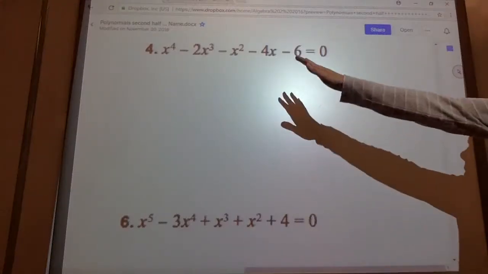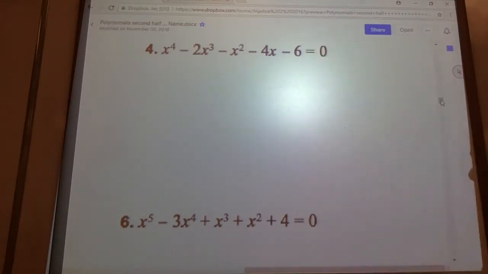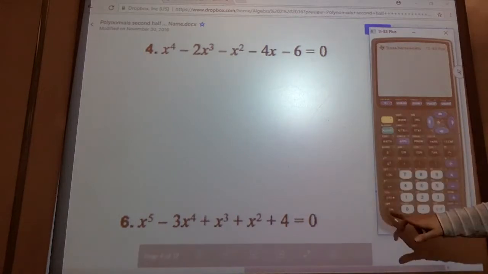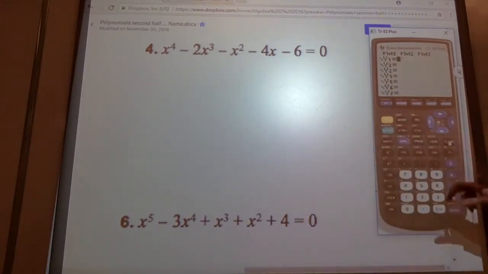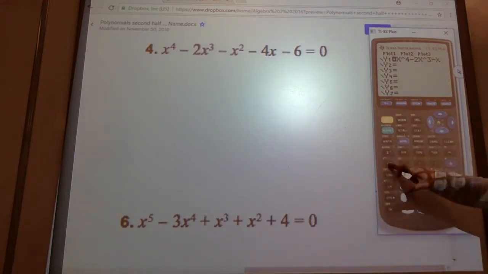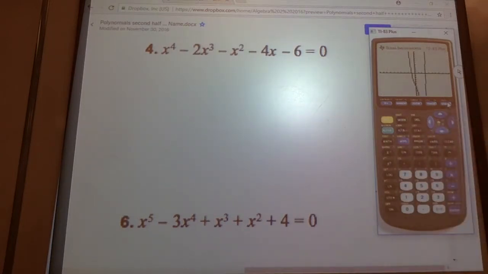All right. This is a 4th degree polynomial. So how many roots do I need? 4. Very good. So let's graph it, see what we can find. So y equals x to the fourth minus 2x cubed minus x squared minus 4x minus 6. Graph. All right, what do I have?